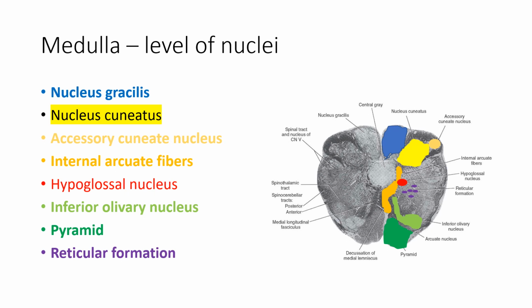We could see nucleus gracilis, nucleus cuneatus here a little bit easier, and we could see the accessory cuneate nucleus, internal arcuate fibers. All of these are color-coded for you here to make it a little bit easier. Hypoglossal nucleus, so remember this is going to be cranial nerve 12 nuclei, so the cell bodies to cranial nerve 12. Inferior olivary nucleus in that lighter green, darker green is going to be pyramid, and here you could see the reticular formation in purple. Circle that for you here, see the reticular formation.